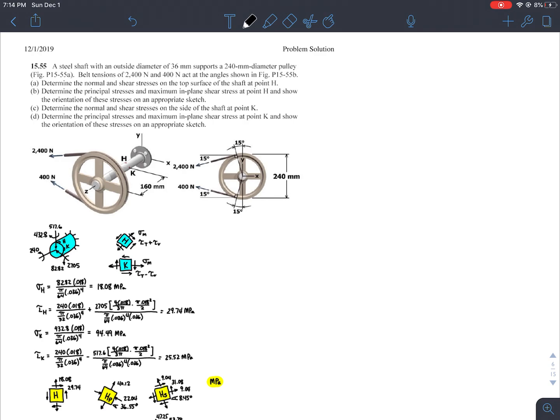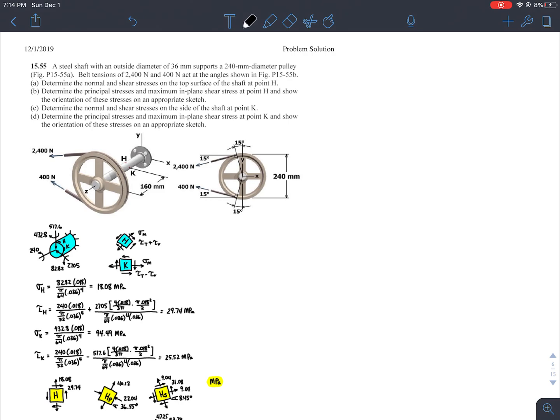A. Determine the normal and shear stress on the top surface of the shaft at point H. B. Determine the principal stress and maximum in-plane shear stress. C. Determine the normal and shear stress on the side of the shaft at point K. And D. Determine the principal stress and maximum in-plane shear stress at point K. Show the orientation of these stresses in the appropriate sketch.